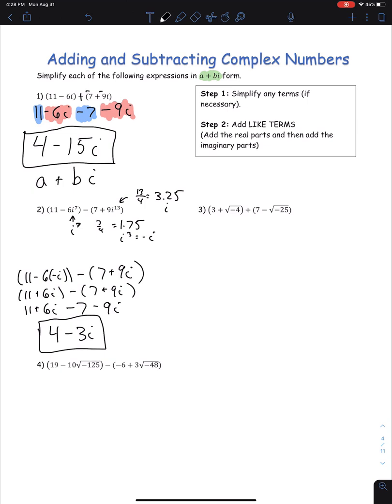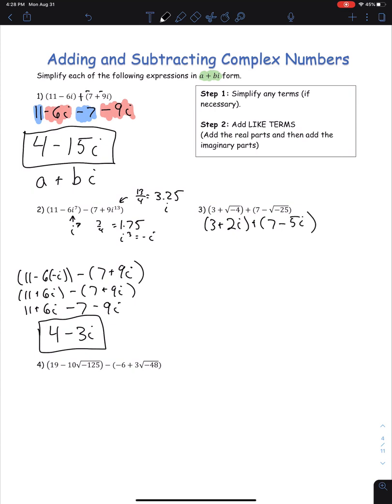Number 3. So number 3, how's this one a little bit different? Well, we have square roots that we need to simplify here. So this would be 3 plus, take the i out, and we are left with radical 4, which is 2. So that'd be 2i plus 7 minus radical negative 25 would be an imaginary number i, and then radical 25 is 5, so minus 5i.